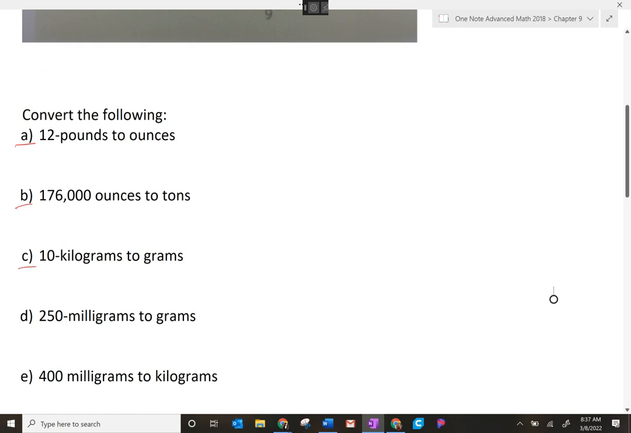Just the ones I underline I'm going to do. A lot of the metric ones, we'll do one of those, but again, it still follows that exact same chart that we did earlier with kilo, milli, centi, all that fun stuff. So this very first one, I'm going to convert pounds to ounces, exact same way that we did before.